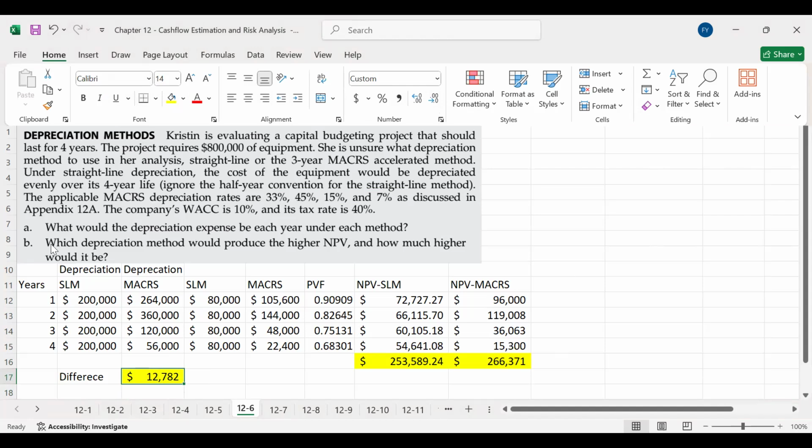So we have compared both of the methods, and we can see that the depreciation under MACRS, or the tax benefit, you can say, under MACRS is higher as compared to the straight line method. So Christine should go for MACRS because its NPV is higher by $12,782. So this is one way of the calculation. We can also use another way here.